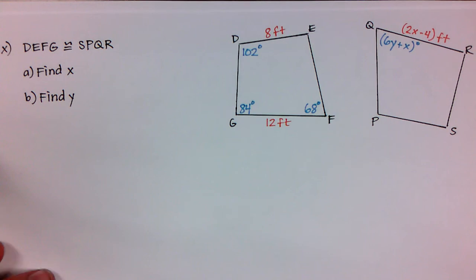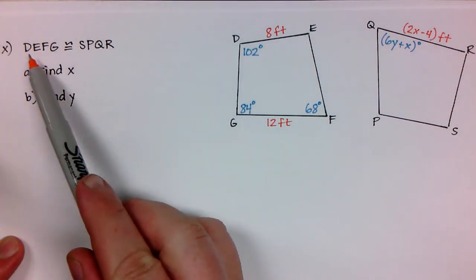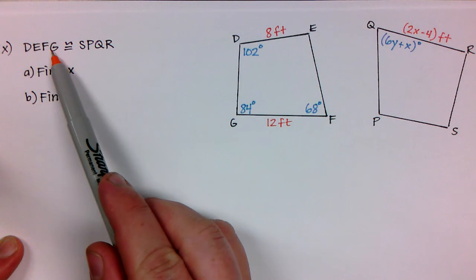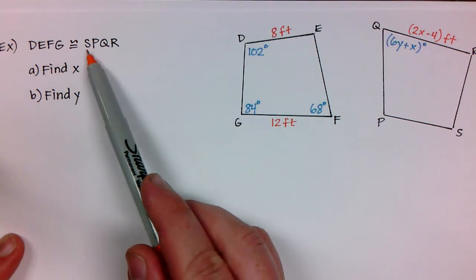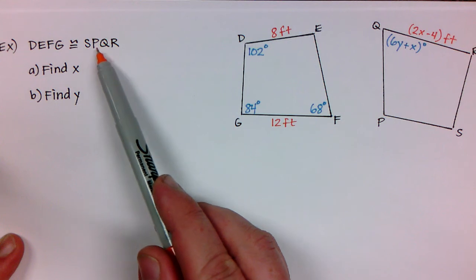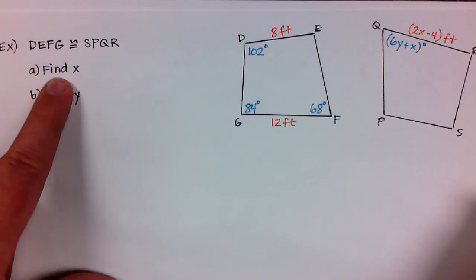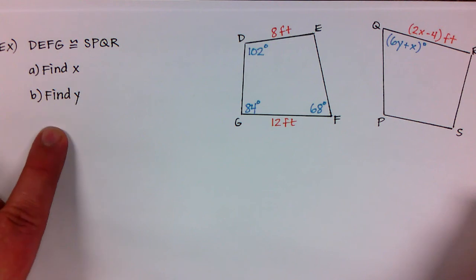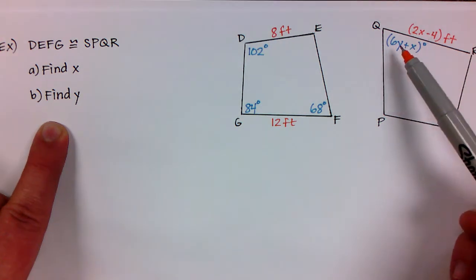In this picture right here, I have an example, and I'm told that DEFG, so that quadrilateral, is congruent to the quadrilateral SPQR. Again, we said how important it is for us to realize the order that things are written in. So first I'm going to find X, and then I'm asked to find Y. So let's look. Where do I see these variables? Oh, they're both over here.